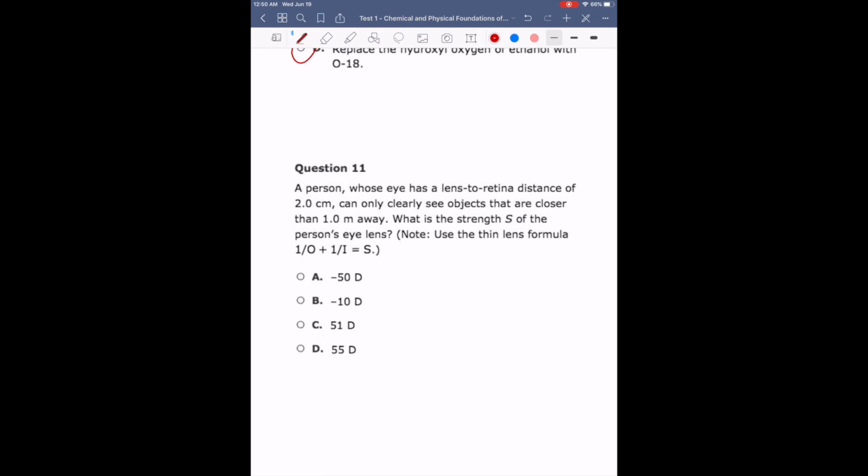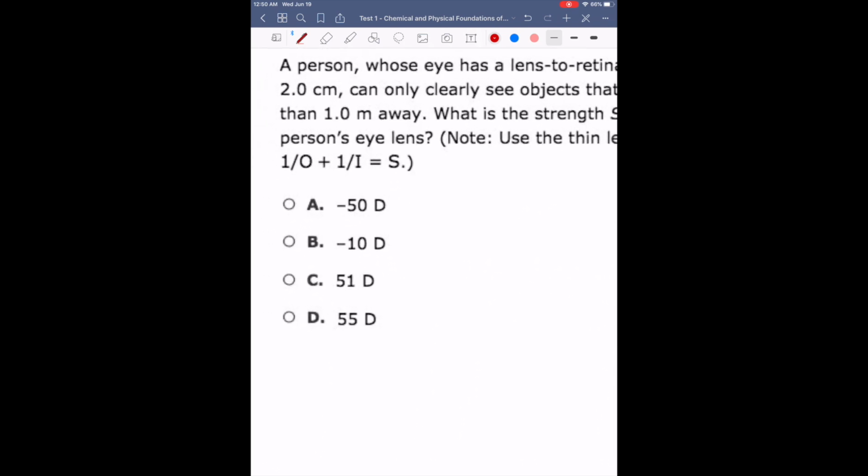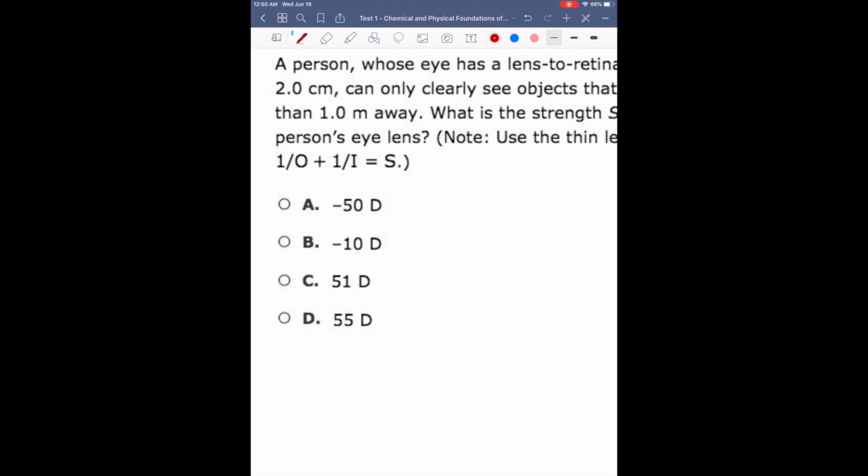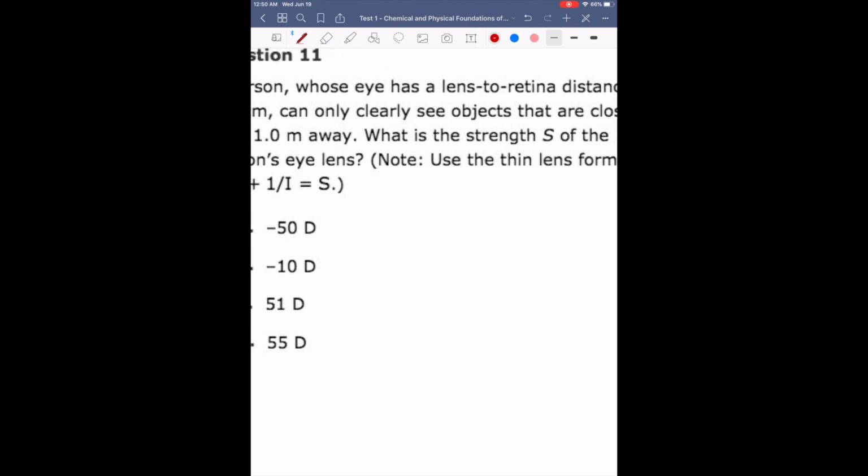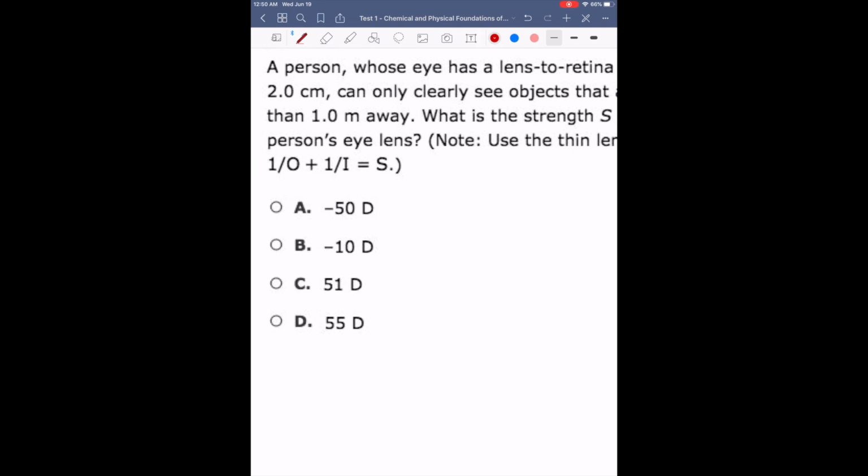Moving on to question 11. A person whose eye has a lens to retina distance of 2 centimeters can only see objects that are closer than 1 meter away. What is the strength of this person's eye lens? In this question, they already tell you to use the thin lens formula. Even if they didn't, you should know to use this formula when you're talking about the lens to retina distance, the distance of objects that you can see, and of course strength as well.